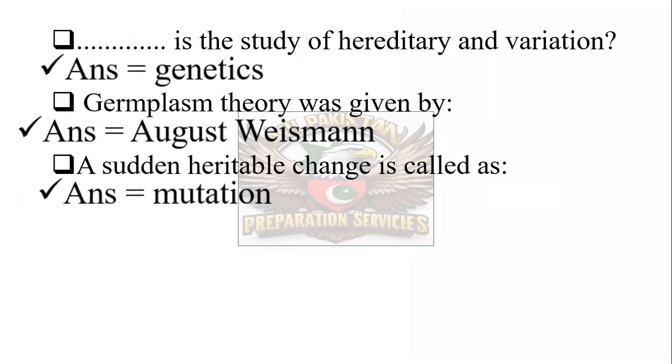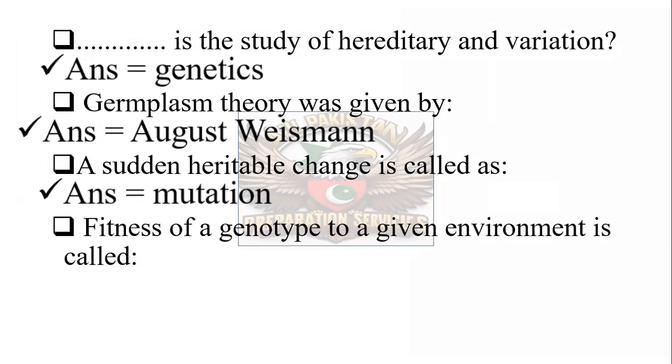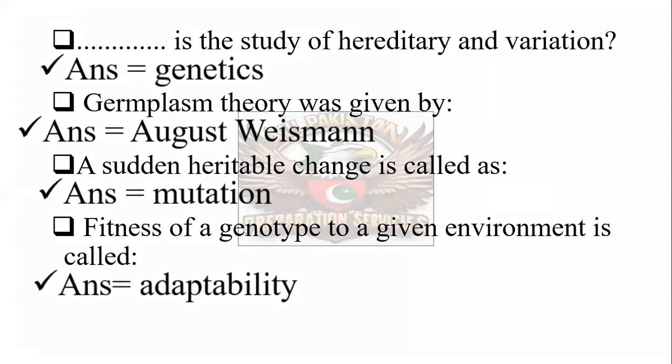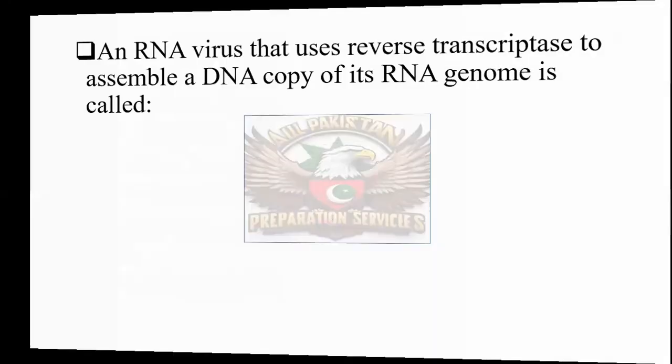A sudden heritable change is called mutation. Mutation means sudden heritable or genetic change. Next question is that the fitness of a genotype to a given environment is called its adaptability. Adaptation of a genotype to its new environment is called adaptability.